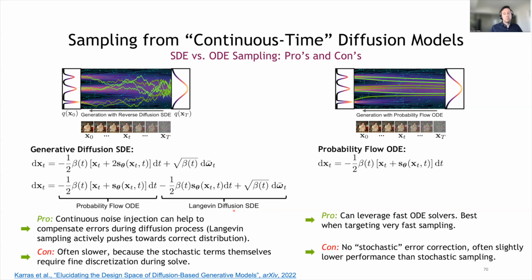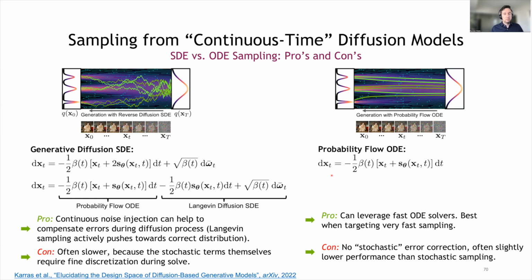So now let's look at the probability flow ODE. In that case, we do not have this SDE term and this Langevin term. However, we can now leverage these really fast ODE solvers. And so this is good when we target very fast sampling.